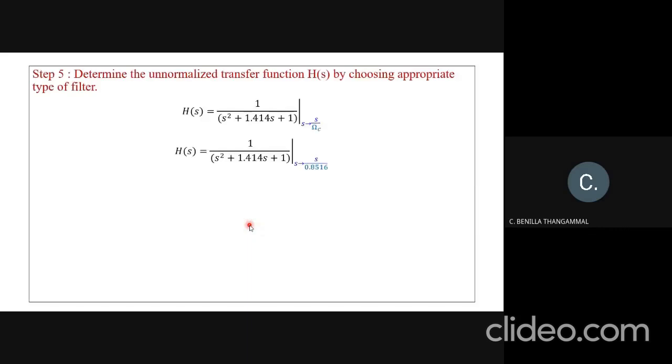Step 5 is to obtain your unnormalized transfer function. Here the unnormalized transfer function is obtained by replacing s in your H of s with s by omega c.